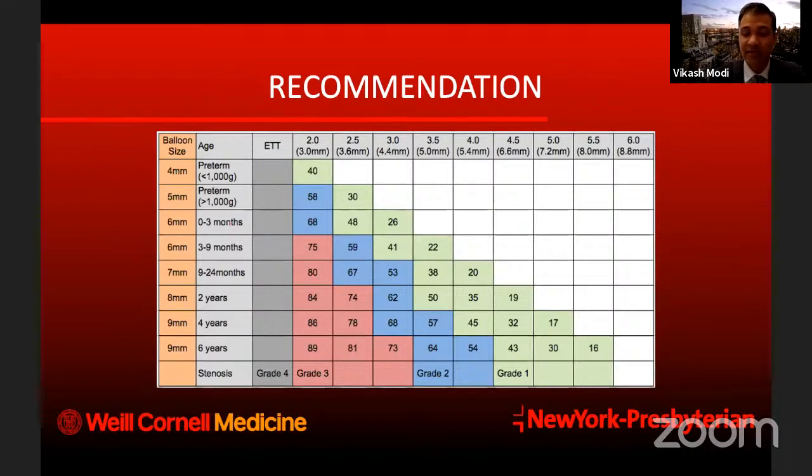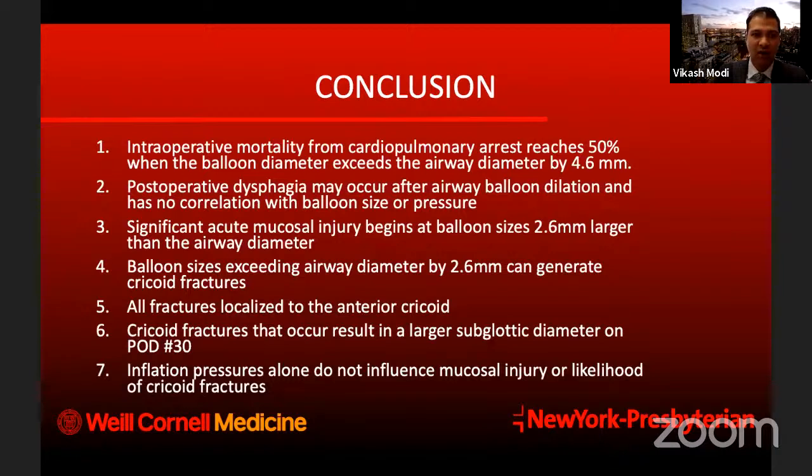So we came up with a recommendation based on our study. This is a Cotton-Myer grading system, and these were the recommended balloon sizes based on age. Meaning you don't want to use a 9mm balloon in a 3-month-old baby. And there have been case reports of children dying on the operating room table from using too large of a balloon or fracturing the larynx. So in conclusion, our studies show that intraoperative mortality from cardiopulmonary arrest reaches 50% when the balloon diameter exceeds the airway diameter by 4.6 millimeters.